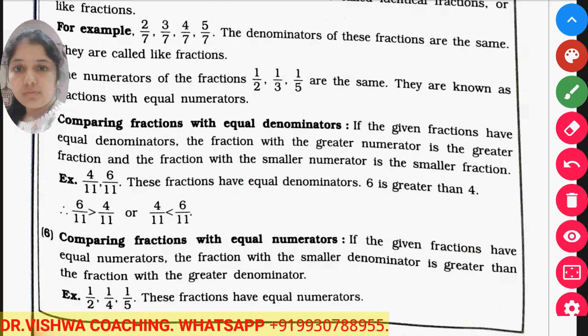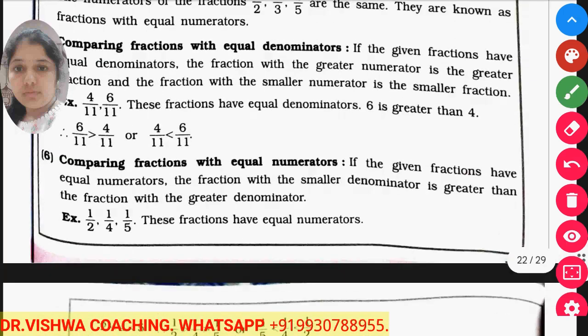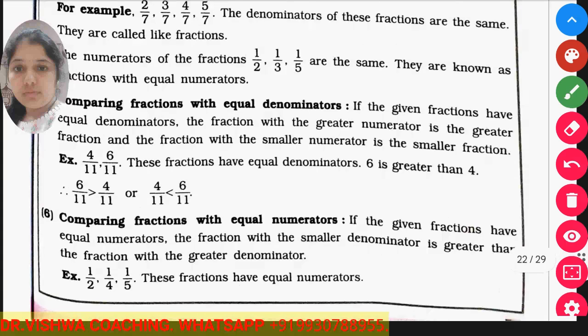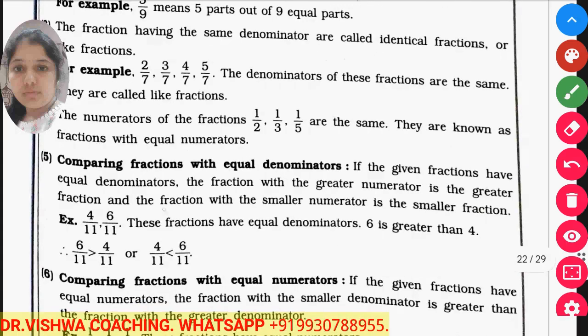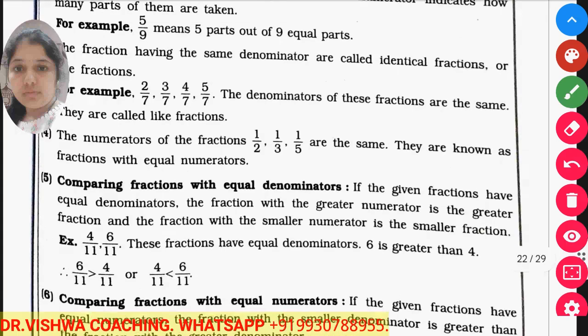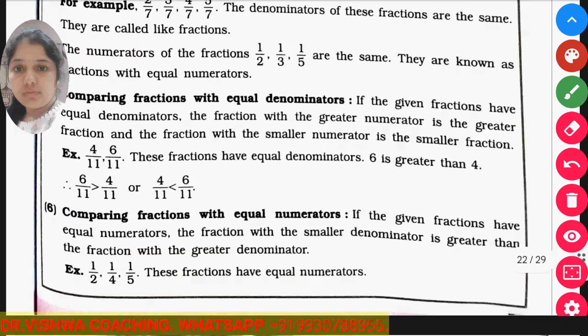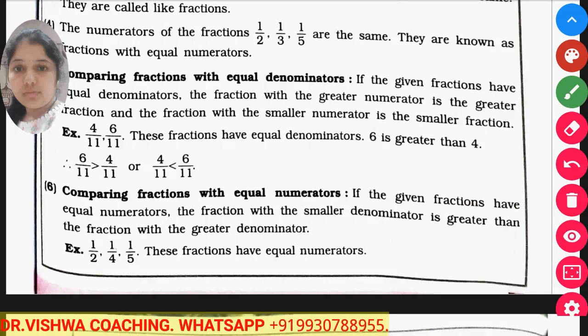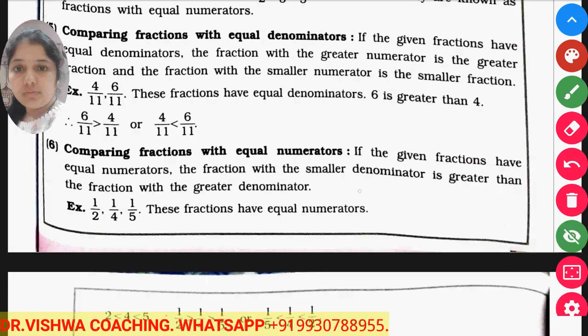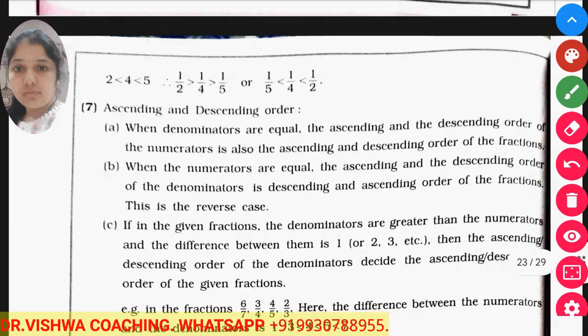But in case of the same numerator, the condition is reverse. It means if numerators are equal, the fraction with the smaller denominator is the greater fraction, and the one with the greater denominator is the smaller fraction. Okay, so with equal numerators, the denominator which is smaller is the greater fraction, and the denominator which is greater is the smaller fraction. Now we'll move ahead for the next rule.